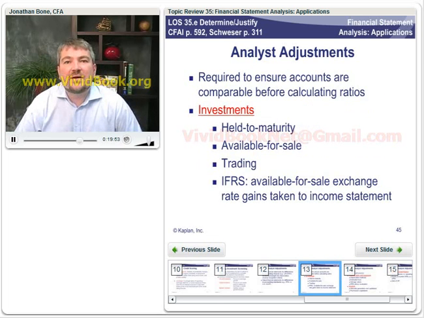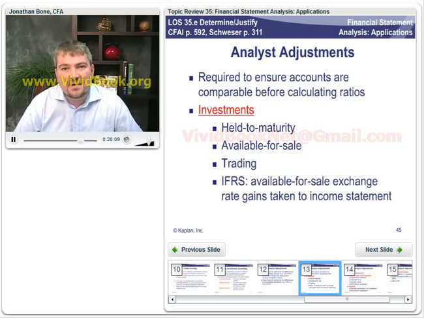So let's have a look at a few adjustments that the analysts would need to make. Now, of course, we know with investments there are three potential classifications for our passively held investments. Held to maturity, that applies to debt, which means we're going to see amortized cost in our balance sheet and no recognition of fair value changes. Available for sale, well, we are going to mark to market in the balance sheet, but we're going to take the unrealized gains and losses directly to equity. And trading portfolios, where again we're going to mark to market in the balance sheet, but instead, of course, we take the unrealized gains and losses into the income statement.